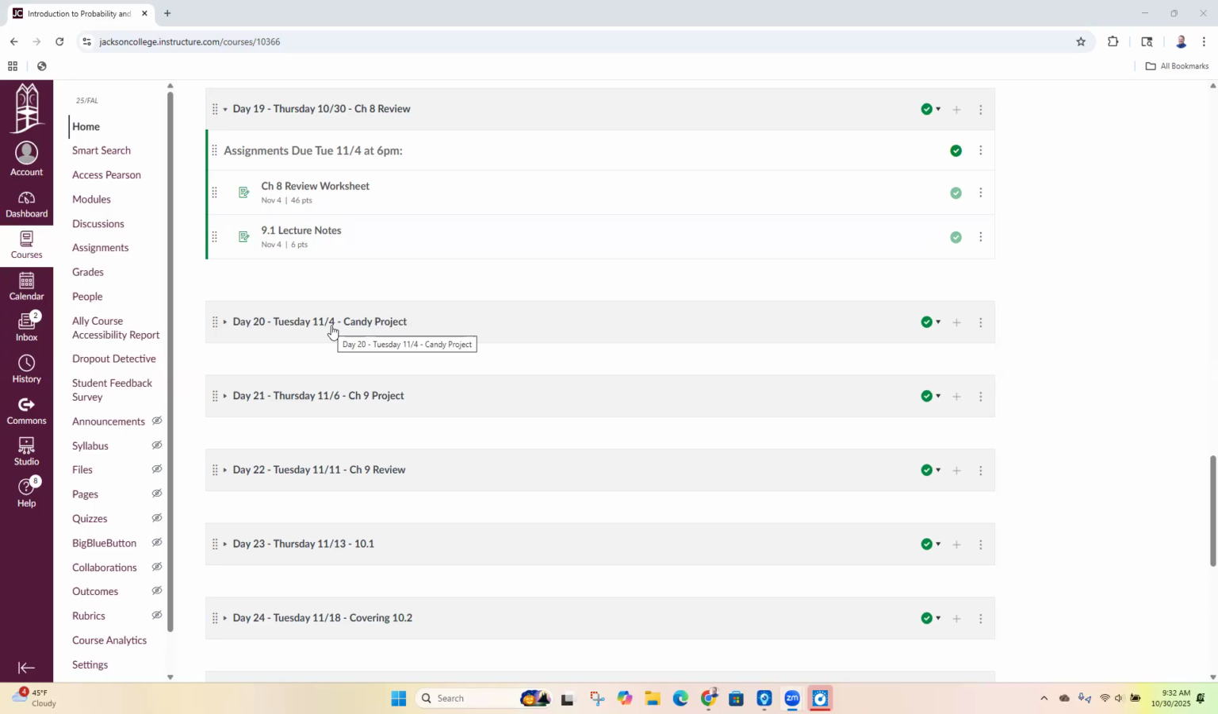But for the candy project, you need to have somewhere around 5 ounces of M&Ms, somewhere around 5 ounces of Skittles. You are allowed to combine candy. So if you get a bunch of fun size bags, you can open a couple of those, as long as you get somewhere like 5 to 10 of those. So that's for Tuesday.